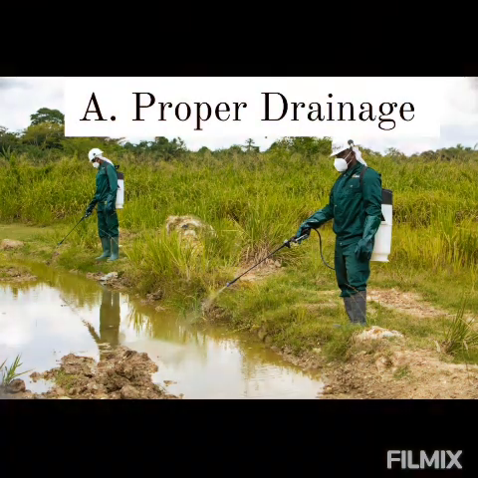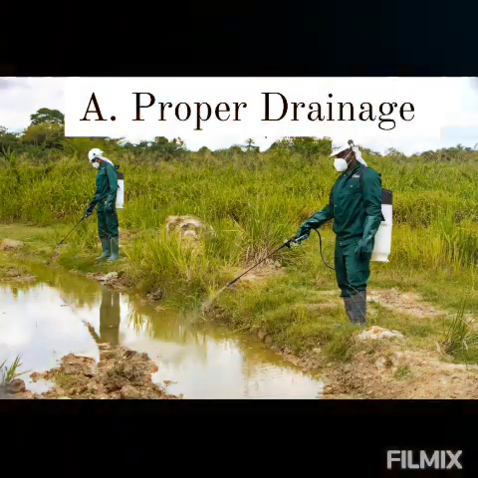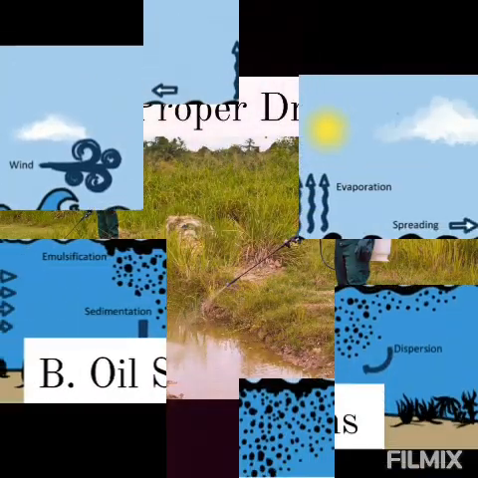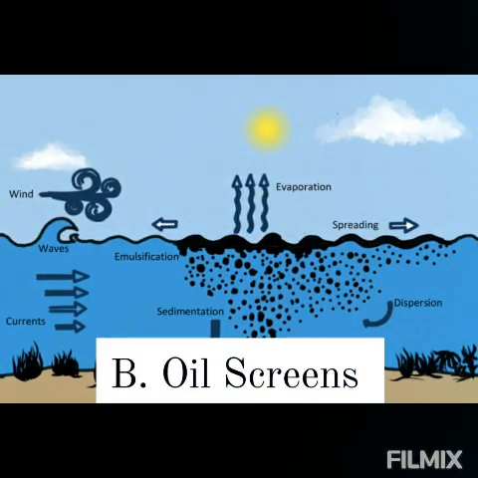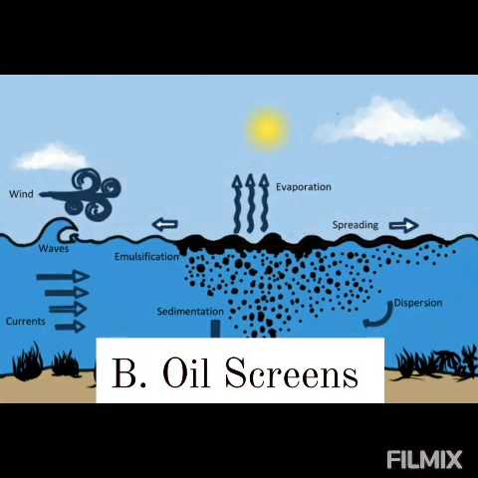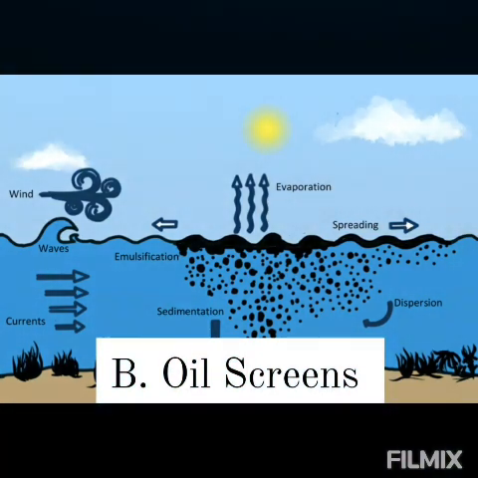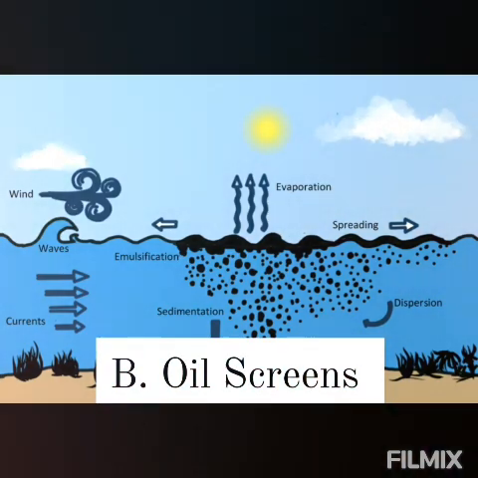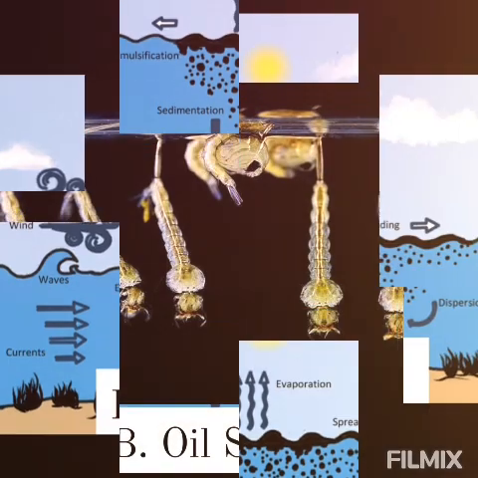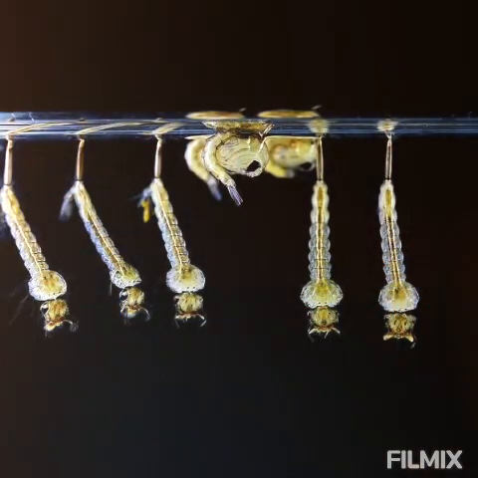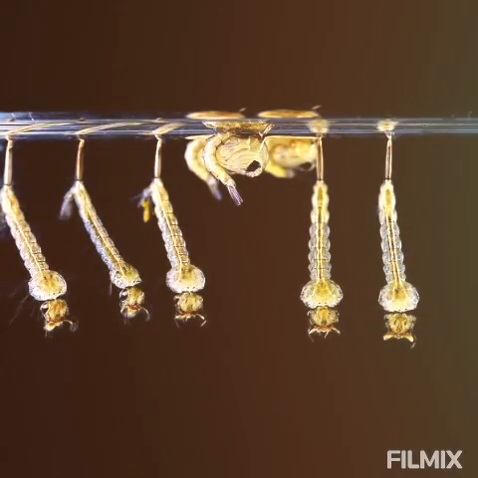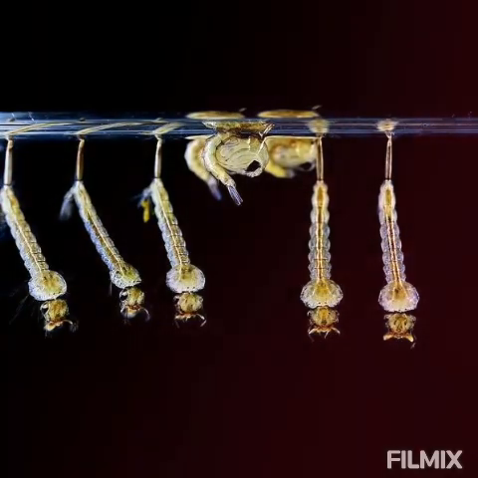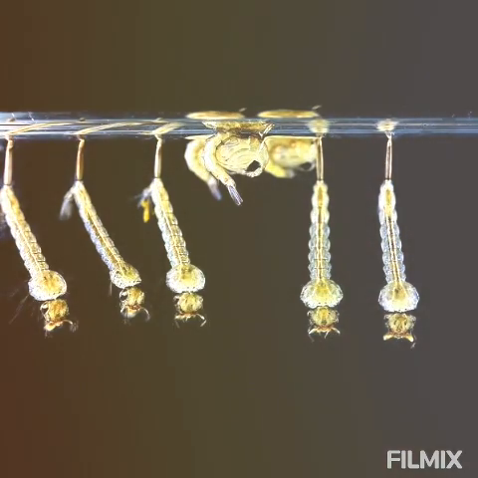B. Oil screens. Surface of water may be covered by spreading petroleum, paraffin oil, crude oil or kerosene oil. The thin surface oil film prevents the larvae and pupae from carrying on their normal respiration and they die.